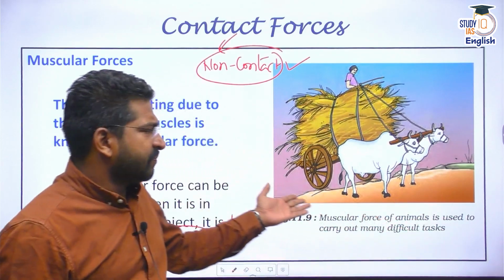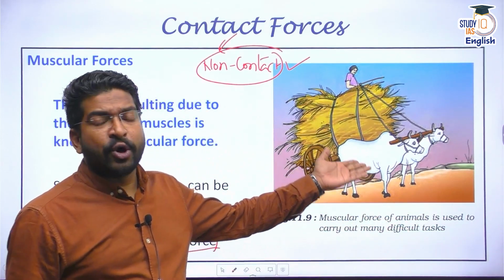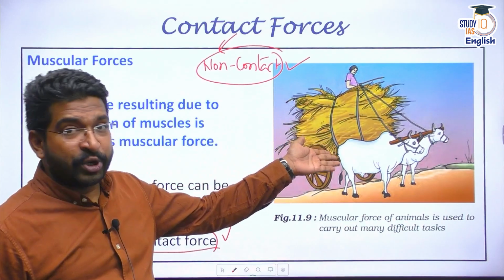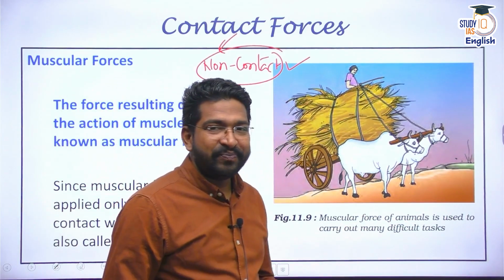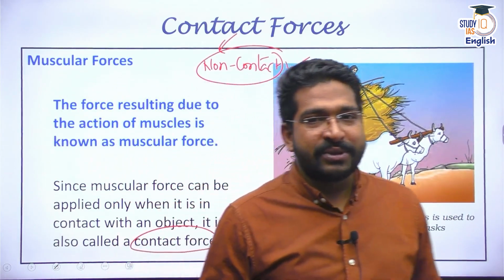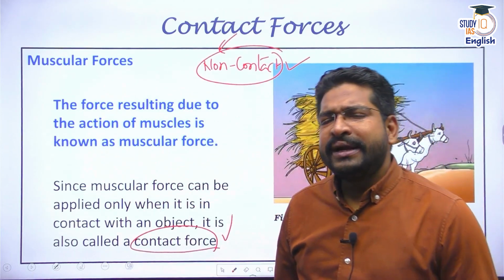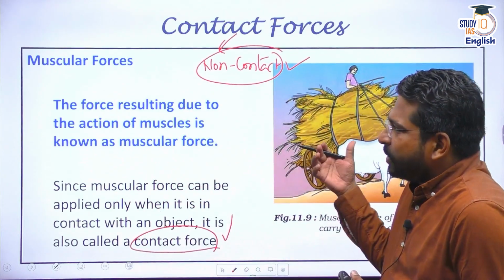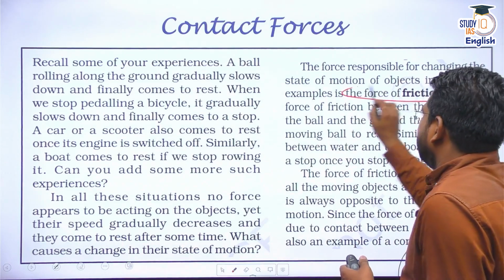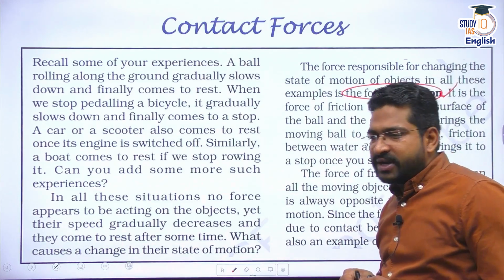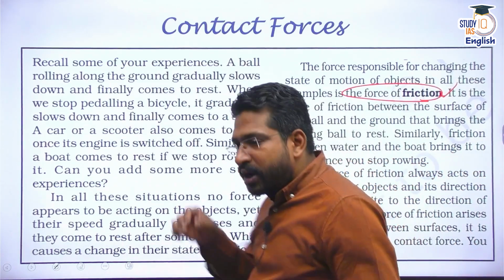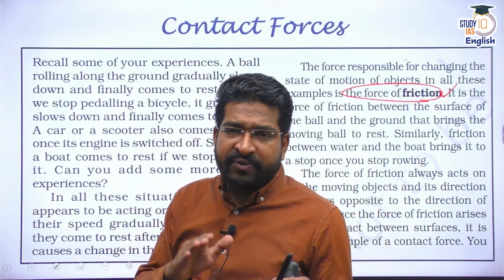Muscular force was used before, even now we use it. There is an example here. We use the draught power or draught force of the animals for agriculture, for transportation, many things like these. This is muscular force. But apart from muscular force, in our day-to-day life, we have something called the force of friction. A very interesting idea. Force of friction, always because of contact between two things.